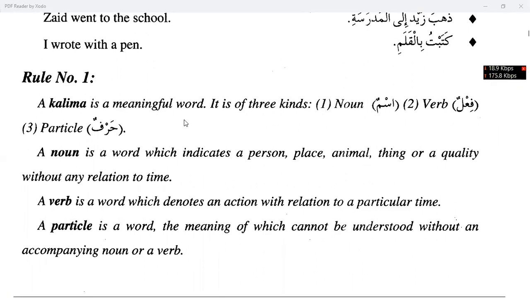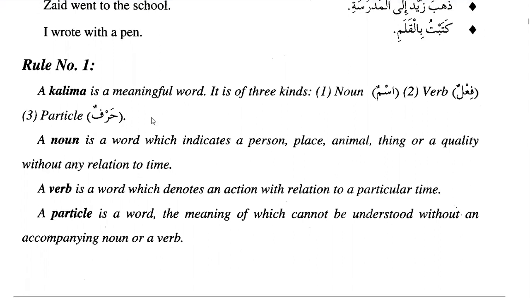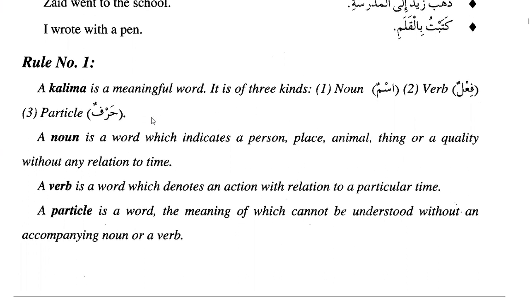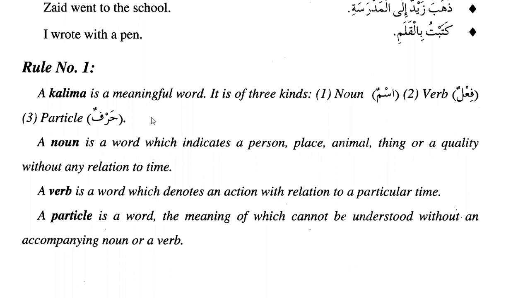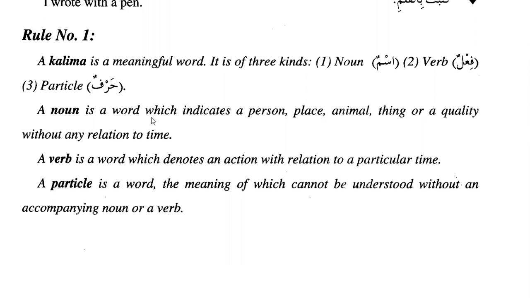So, Miss Rina, read what we have learned in this chapter. Rule number one: a kalima is a meaningful word. It is of three kinds: noun, ism; verb, fil; particle, harf. A noun is a word which indicates a person, place, animal, thing, or a quality without any relation to time. A verb is a word which denotes an action with relation to a particular time. A particle is a word the meaning of which cannot be understood without an accompanying noun or a verb. So you all need to remember these four things.